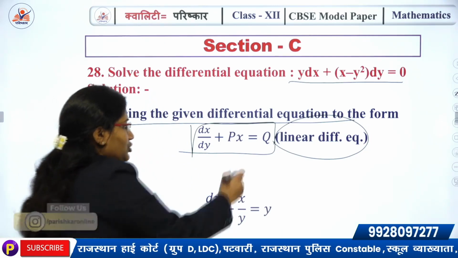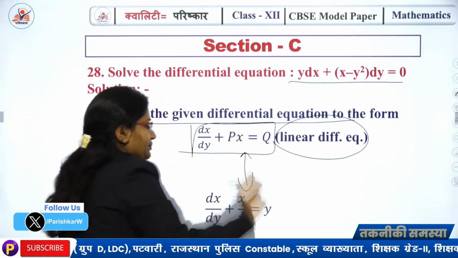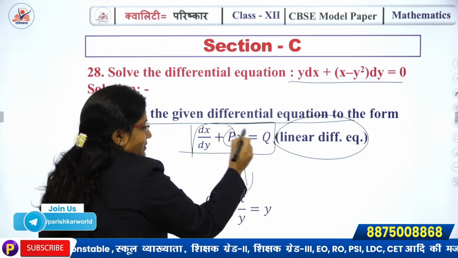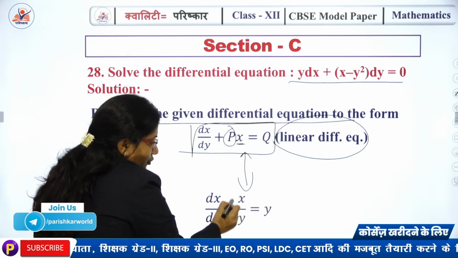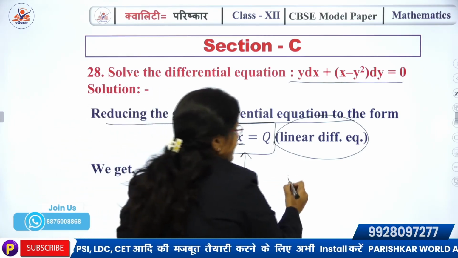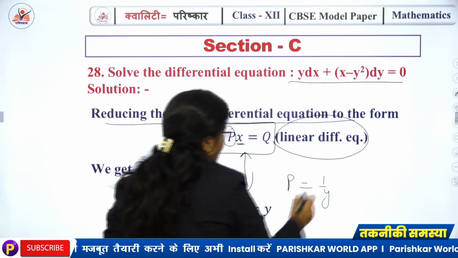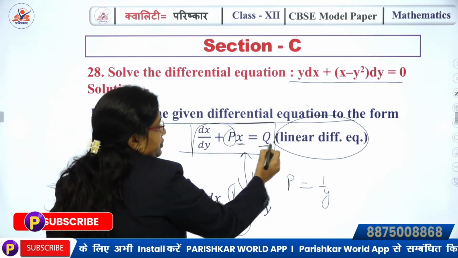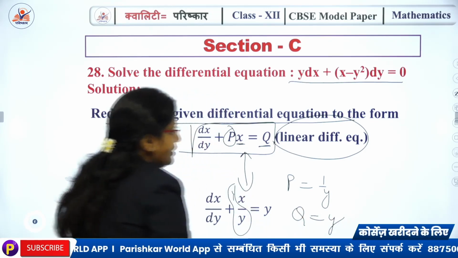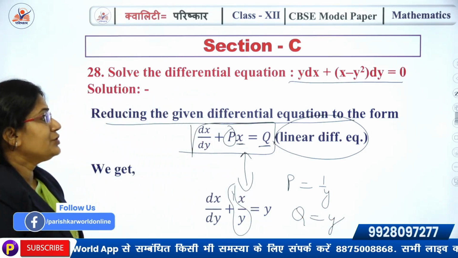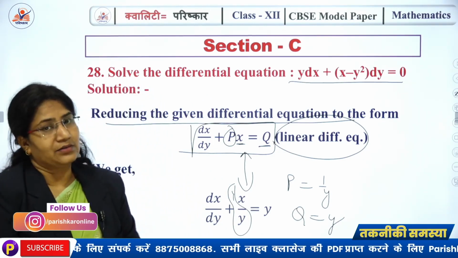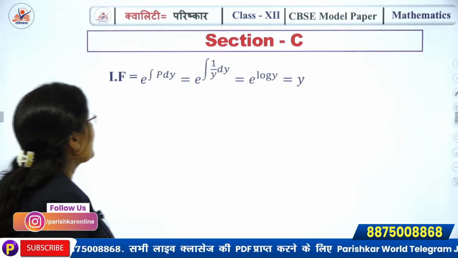Now compare these two equations. We have p, the coefficient of x. That means the coefficient of x is 1 upon y. That means the value of p is 1 upon y. And RHS is the q. That means the value of q is equal to y. Students, we have the solution of linear differential equation in terms of integrating factor. Let's see.